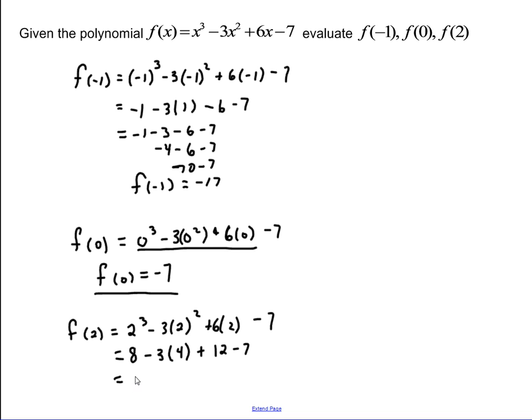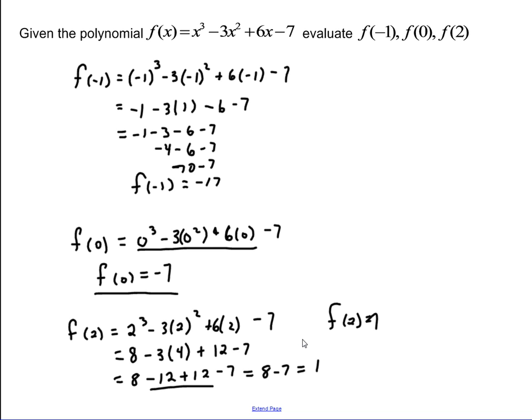If we do the multiplication, we're going to get 8 minus 12 plus 12 minus 7. Well, -12 and +12, that's pretty easy, right? That just goes to 0. So we're actually left with 8 minus 7. And so we end up with +1. So f of 2 is equal to +1.